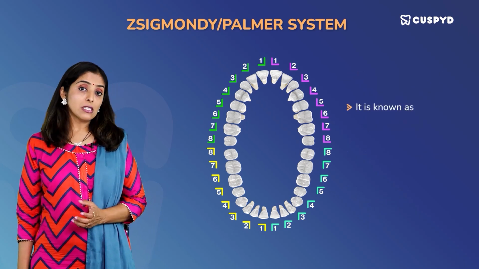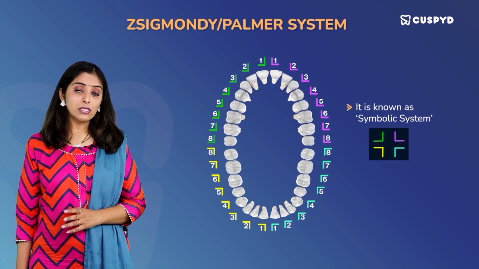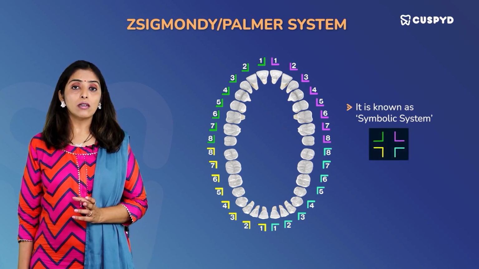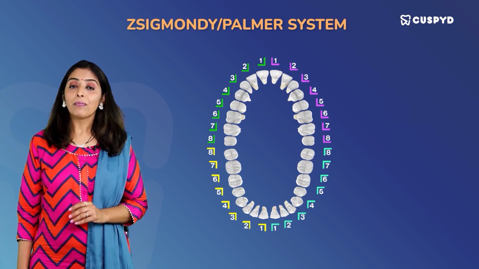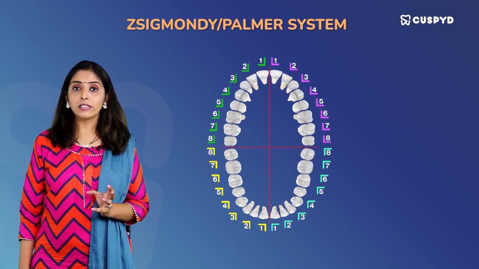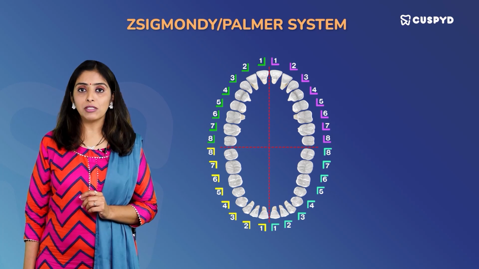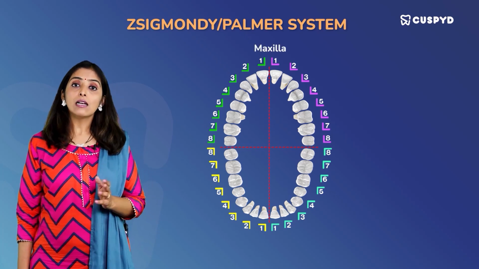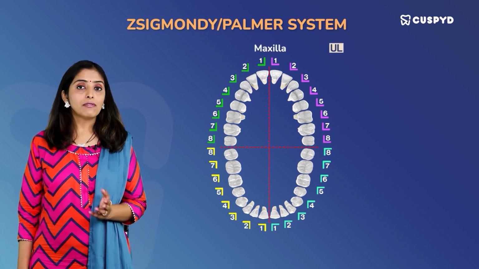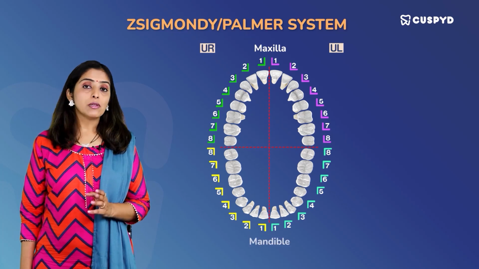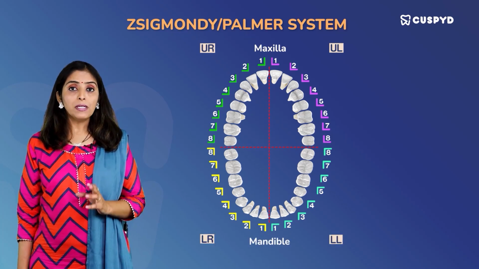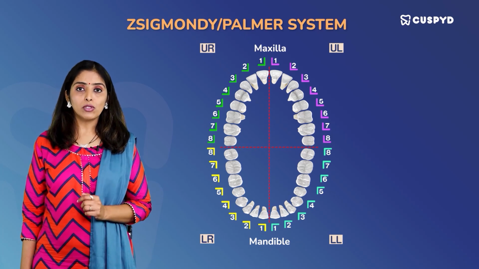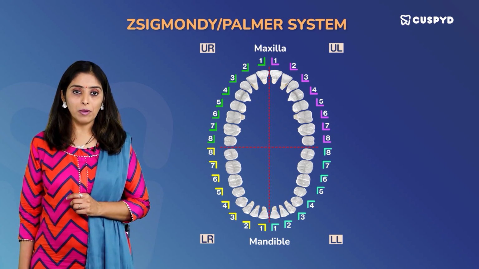It is also known as the symbolic system. Symbolic system meaning it uses symbols to indicate quadrants. You remember quadrants? Quadrants are the four parts into which the oral cavity can be divided. So the maxilla has two quadrants, the upper left and the upper right, and the mandible has two quadrants, lower left and lower right. So keeping these quadrants in mind, a symbol was developed by Zsigmondy-Palmer.